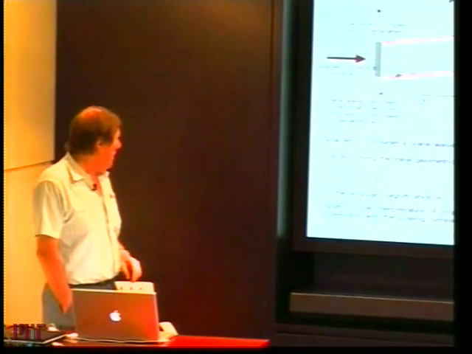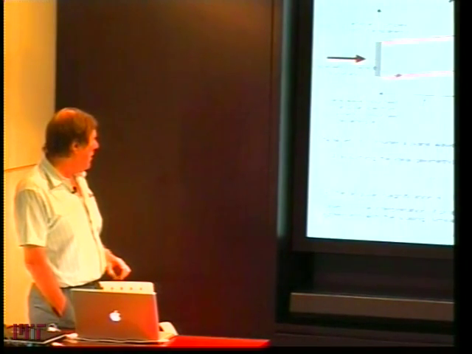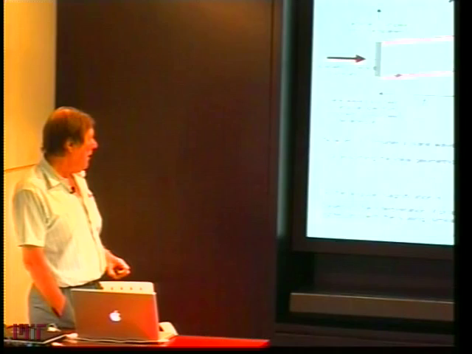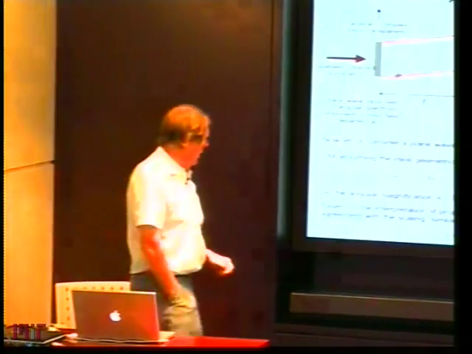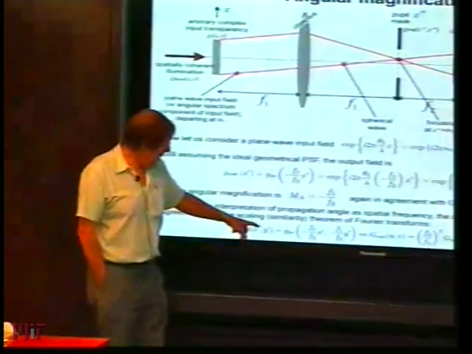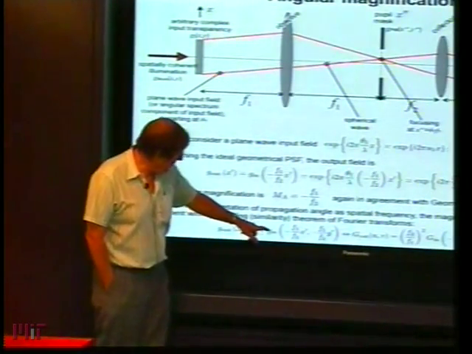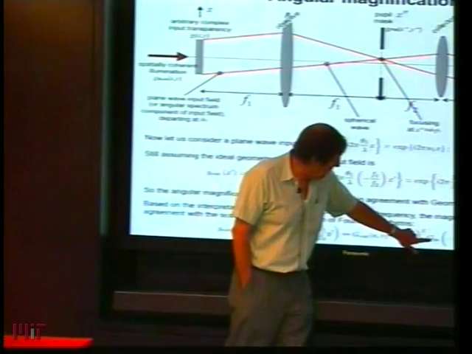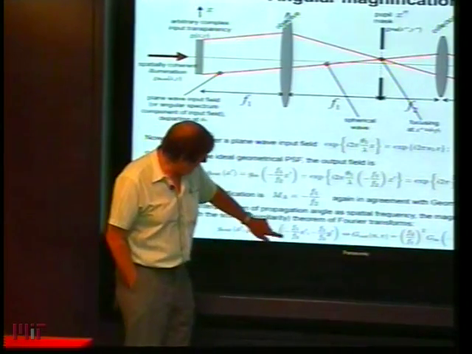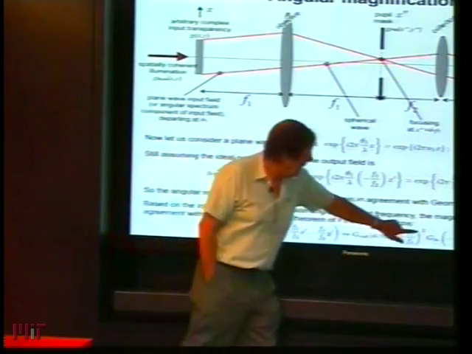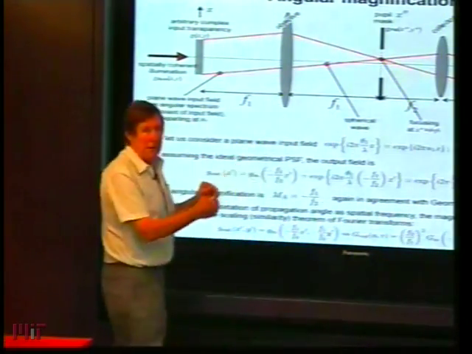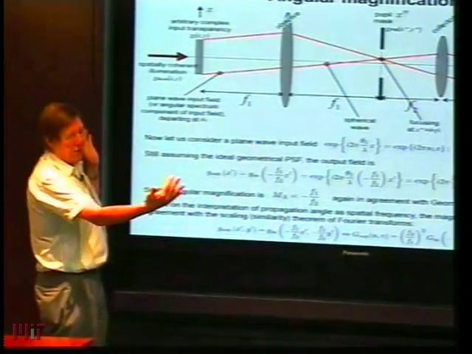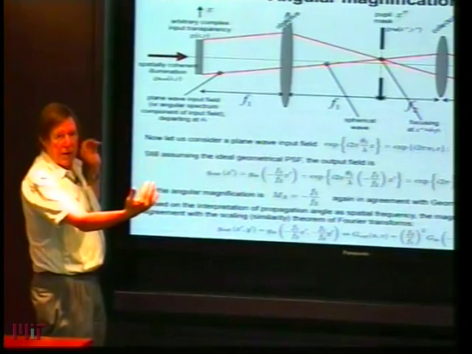Based on the interpretation of propagation of spatial frequency, the magnification results are also in agreement with the scaling similarity theorem of Fourier transforms. So you've got an output amplitude related to an input amplitude, and an output spatial frequency related to an input spatial frequency. Notice this one's got an f1 over f2, and this one's got an f2 over f1. So this is back to our idea that if you make the functions smaller, the Fourier transform is broader, and vice versa.